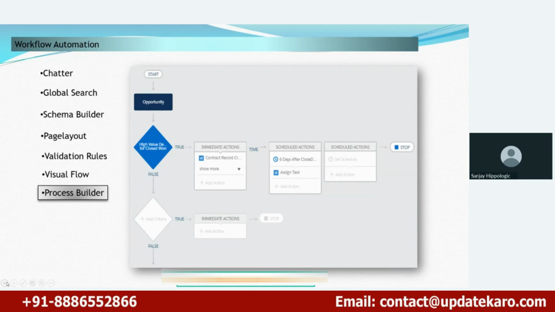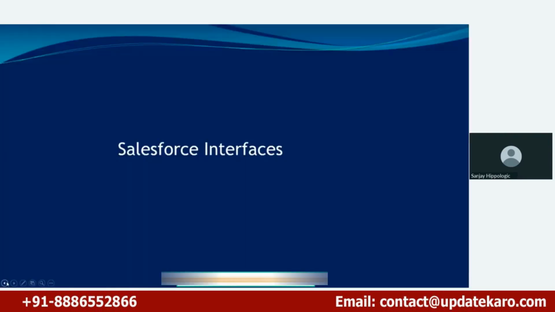So what is Process Builder? Process Builder is one of the process automation tools. Depending on some values, you can send an automatic email, send a notification, assign a task, create an object, modify the object, or schedule some actions to run in the backend. So these are all the automation things that you can do.